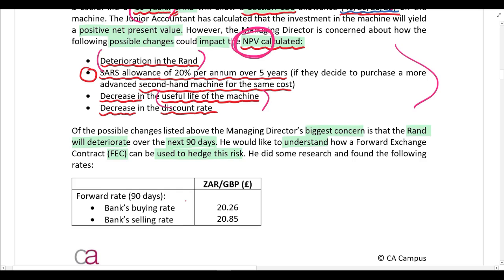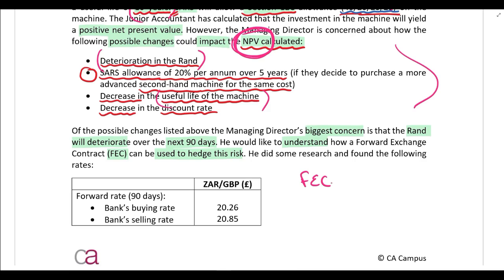Now, it's important to note you've been given two rates, the bank's selling rate and the bank's buying rate. So you're going to need to know which rate to use in your discussion. But before we get to that, let's discuss what an FEC is. An FEC is a binding contract, which means that both parties have to perform. So it's not like an option, where if the exchange rate doesn't move the way you predicted, you can say, I'm not going to exercise the option because it's not in my best interest. That's not how an FEC works.